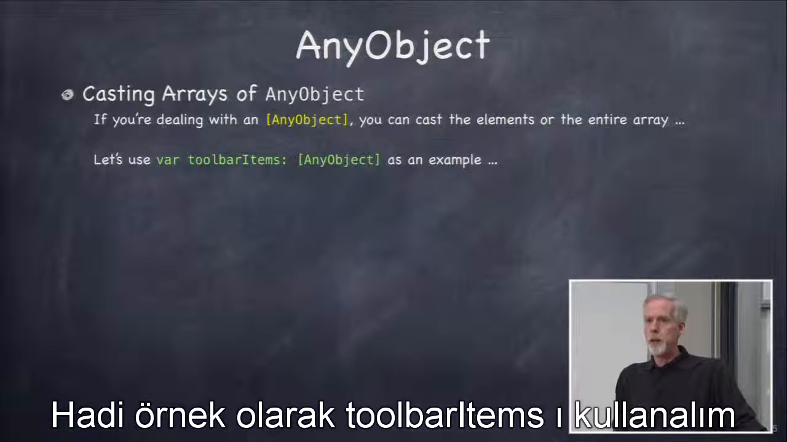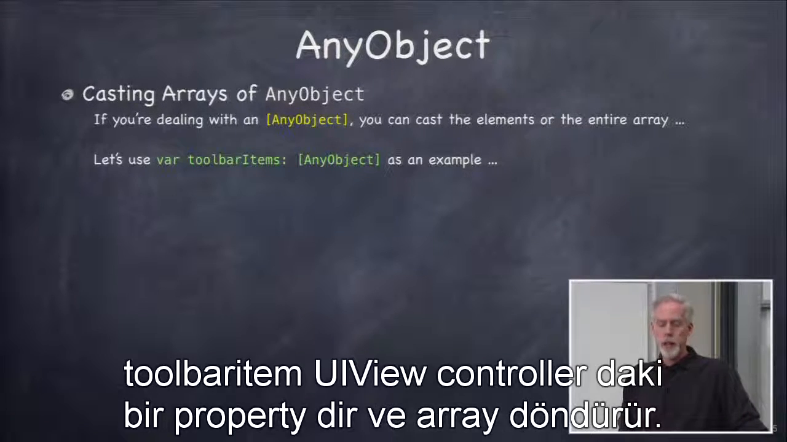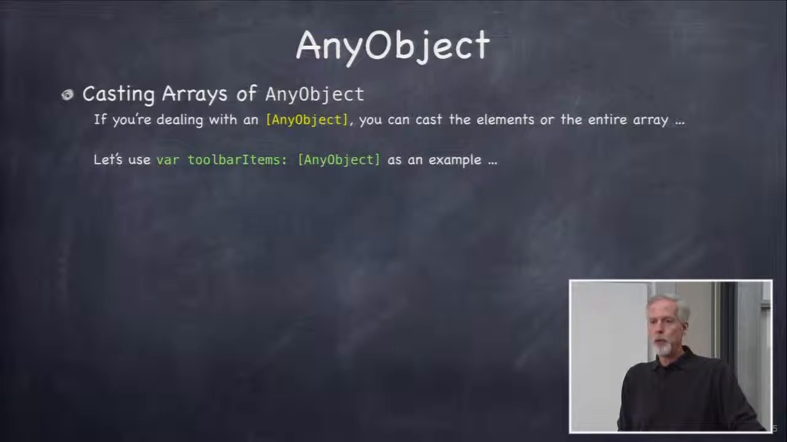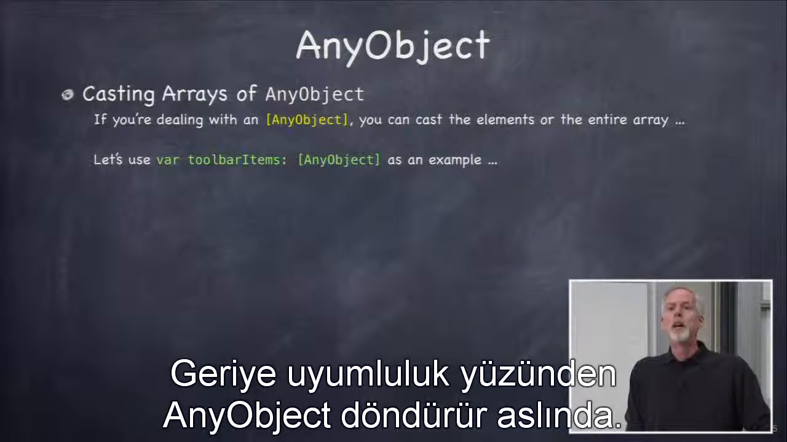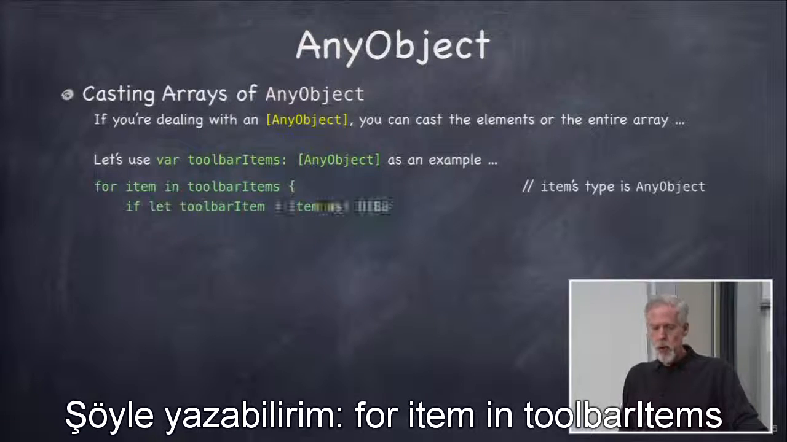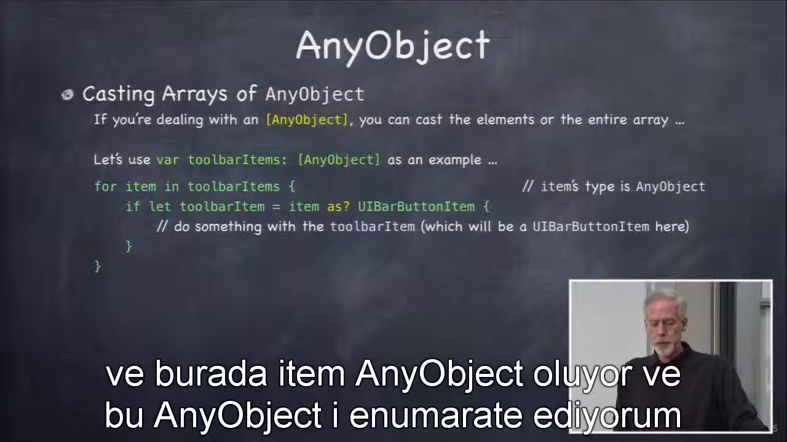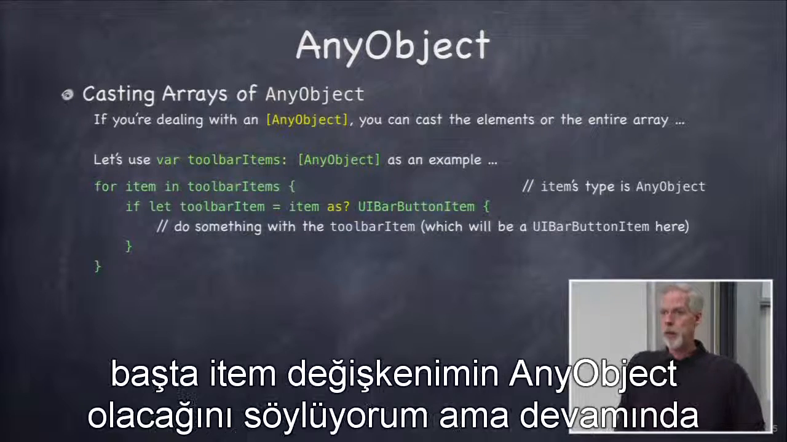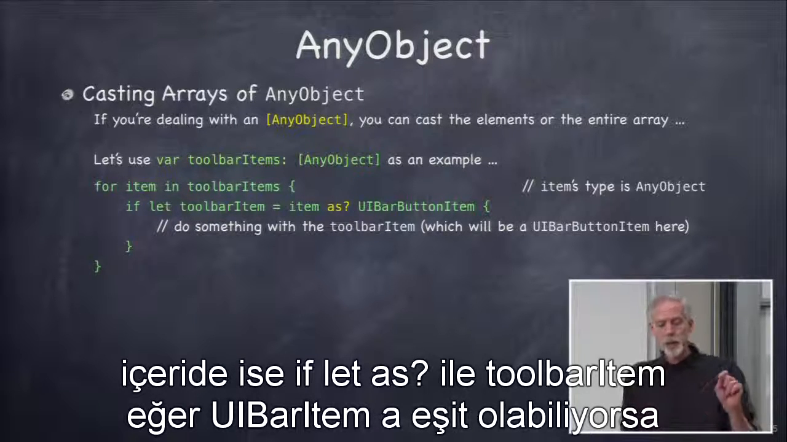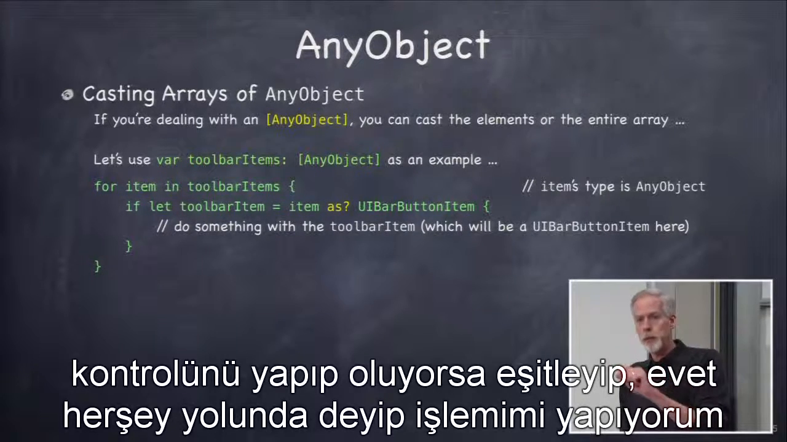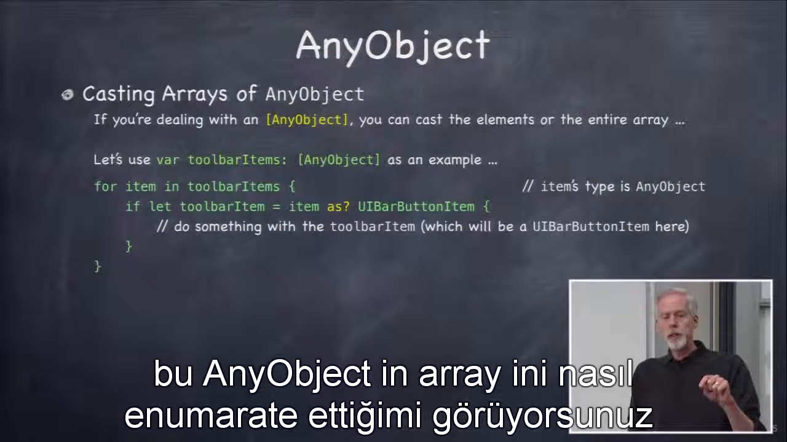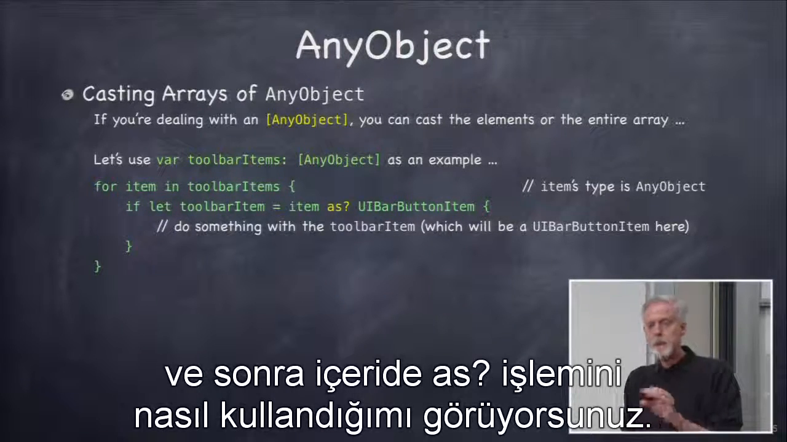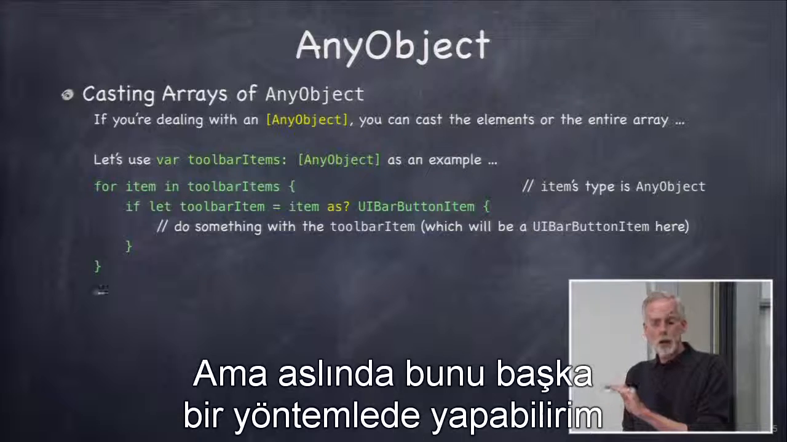So let's use the toolbarItems one. That toolbarItems is a property in UIViewController, and it returns an array that's going to have UIBarButtonItems in it, but for historical reasons, it returns this square bracket of AnyObject. So I can say for item in toolbarItems, then item is going to be an AnyObject. So I'm enumerating those AnyObjects, and I'm actually having my variable item be AnyObject. But then inside, I'm saying if let toolbarItem equal item as? UIBarButtonItem, then I'm good to go. So you see how I'm enumerating this array of AnyObjects, and then inside I'm doing the as question mark.